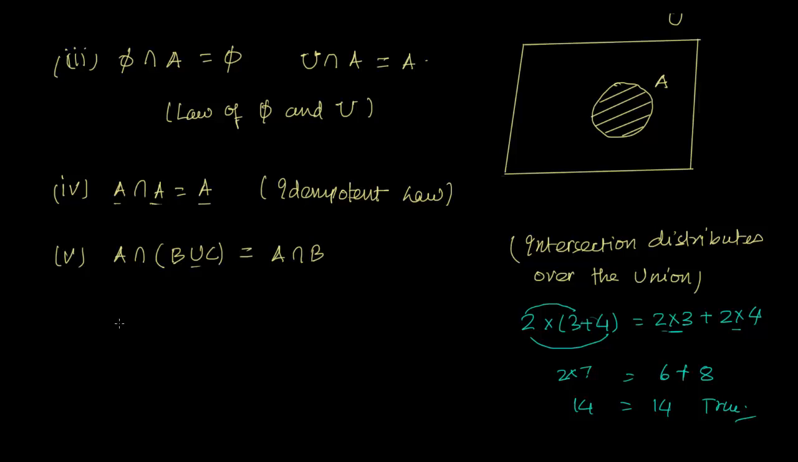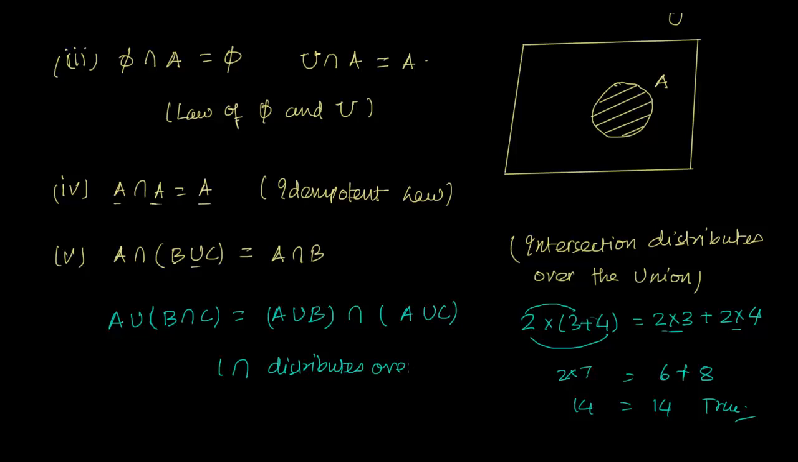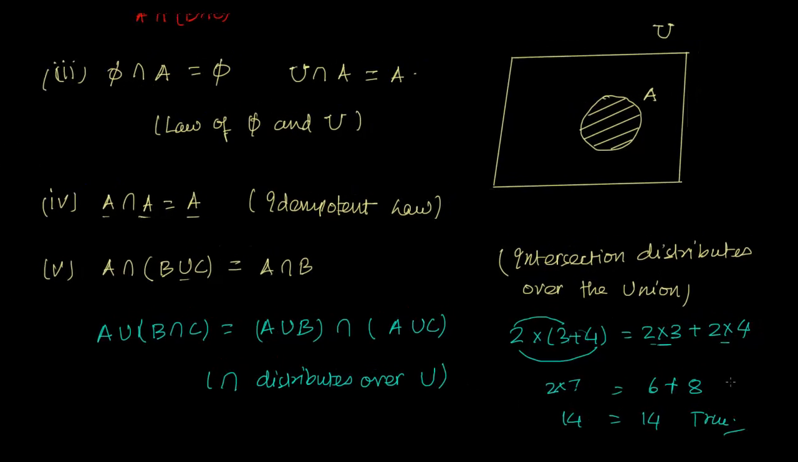Now the interesting part about sets is that even the union distributes over the intersection. So A union B intersection C will be A union B, intersection A union C. So we mean to say that intersection distributes over union. Do we get that? Understand? Now how can we so confidently say that?